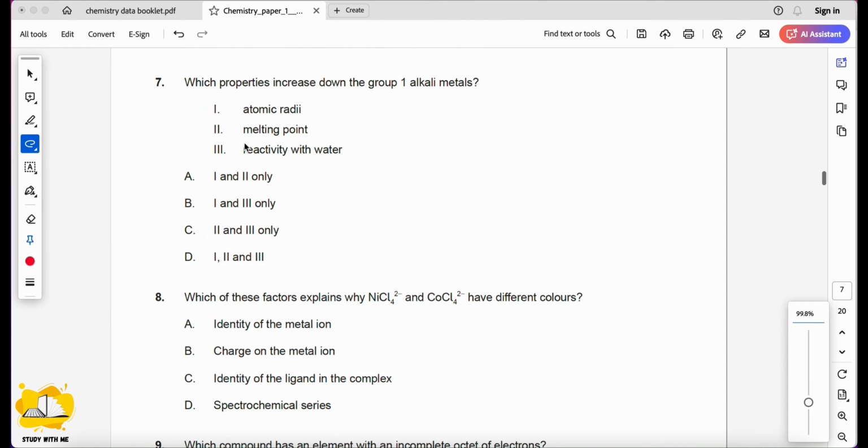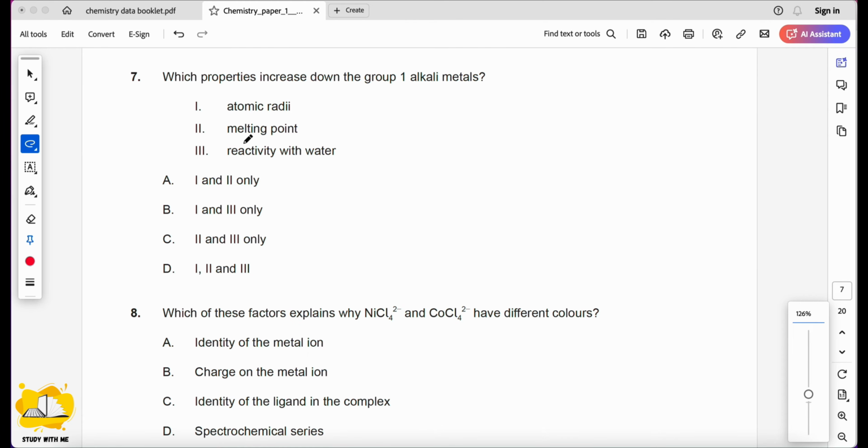Which properties increase down the group 1 alkali metals? Increase number of electrons will increase number of shells, and the atomic radius also will be increased, so the first one is correct. And because the radius increases, the electron will be less tightly held by the nucleus, and melting point will decrease.